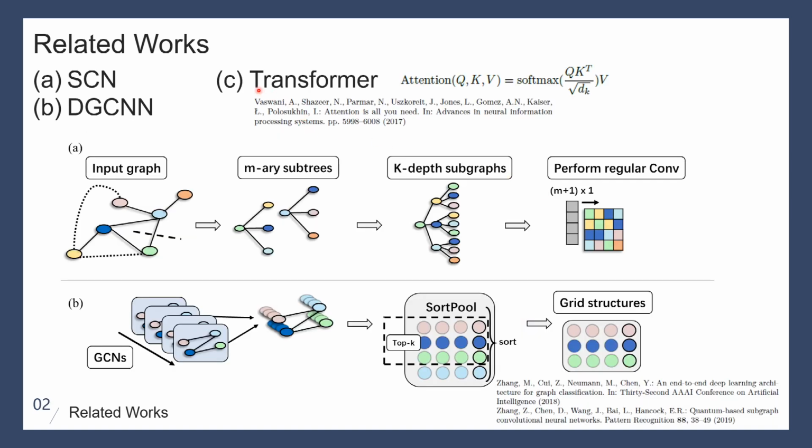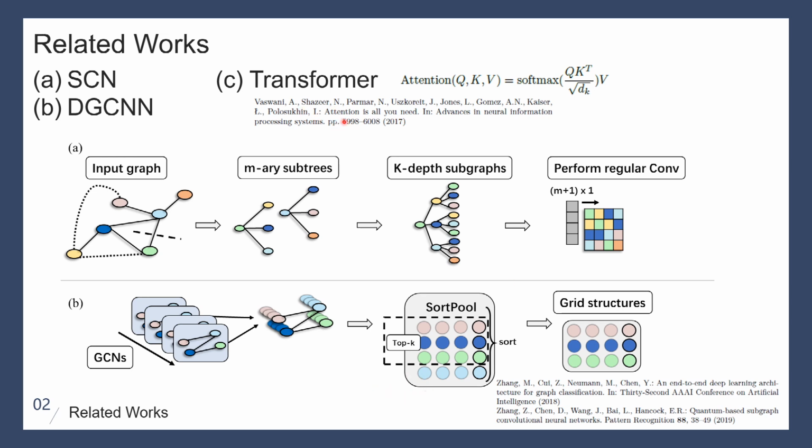There are three important related works of our model: Subgraph Convolution Network, SCN, Deep Graph Convolutional Neural Network, DGCN, and the idea of transformer. Detailed procedures of SCN and DGCN are shown in the slide. SCN let regular convolution perform on m-array k-depth subtrees of each vertex, and the DGCN provides a pooling method named sort pool for graph classification.